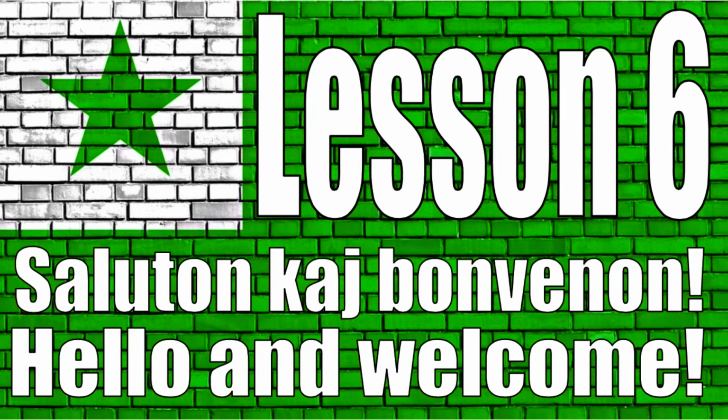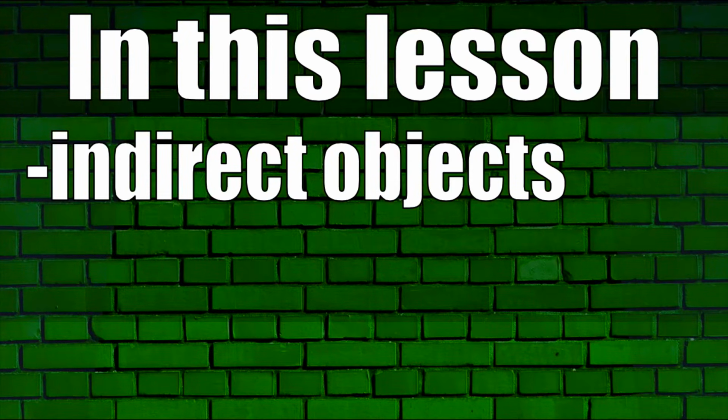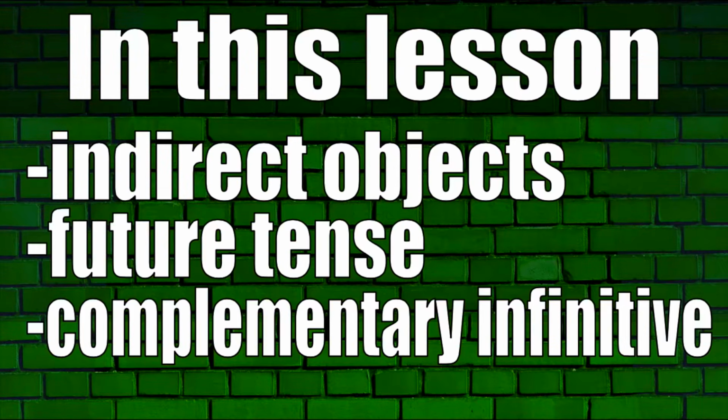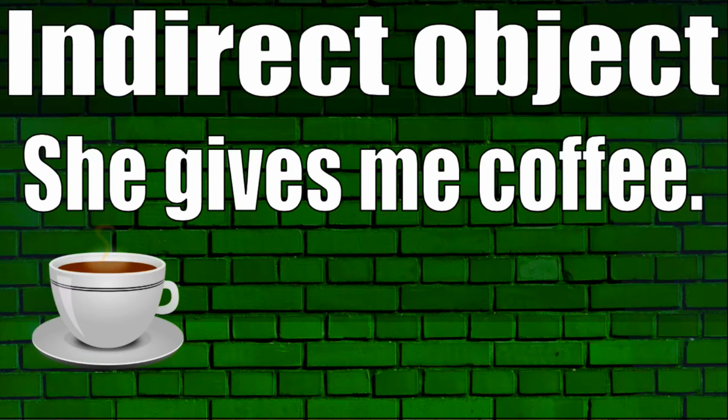This is Lesson 6. In this lesson, you're going to learn about indirect objects, future tense, and complementary infinitive. Indirect objects are very closely related to direct objects. All it does is show what receives a direct object. As an example, she gives me coffee.